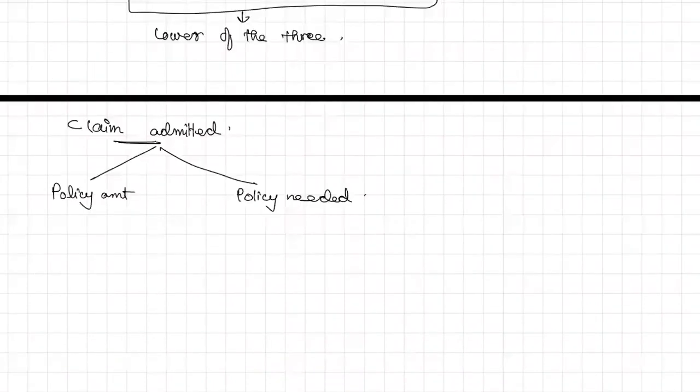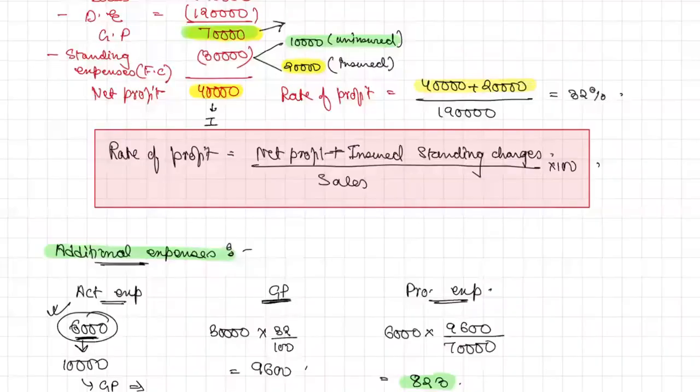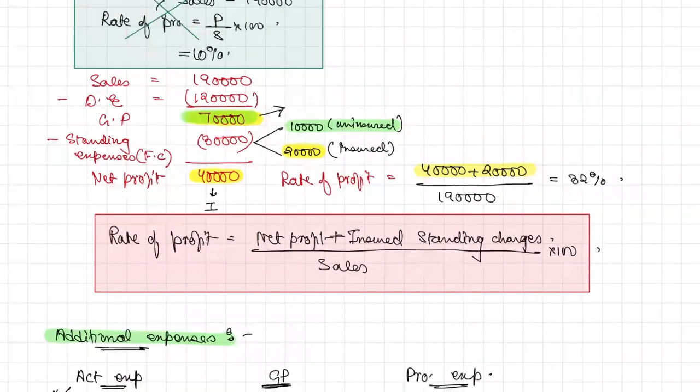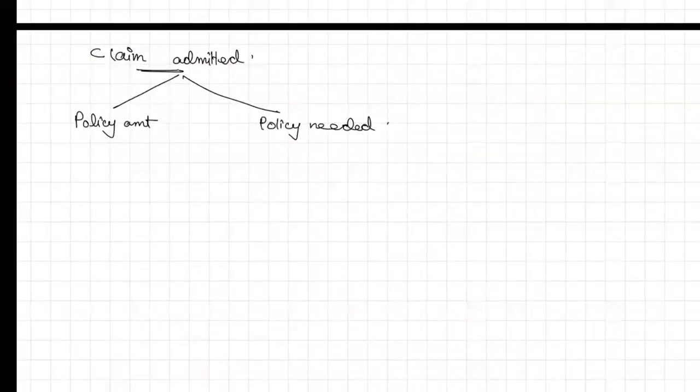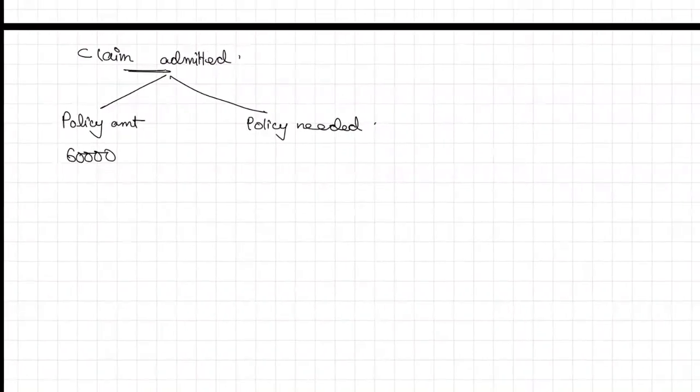For example, suppose he has taken a policy of 70,000 तो already था ना, 70,000 तो नहीं ले सकते, उससे कम लेना पड़ेगा. Suppose he has taken a policy amount of 60,000. It is taken, but what was needed? ये कैसे पता चलेगा? You have to calculate the profit. कितना प्रॉफिट आएगा उतना ही नीडेड होता. तो प्रॉफिट कैसे कैलकुलेट करेंगे?